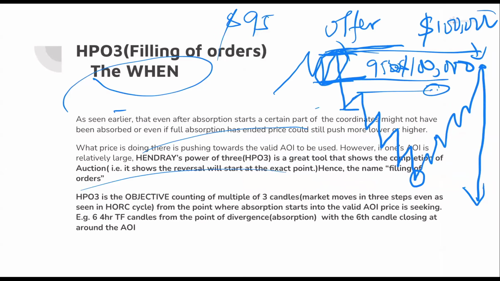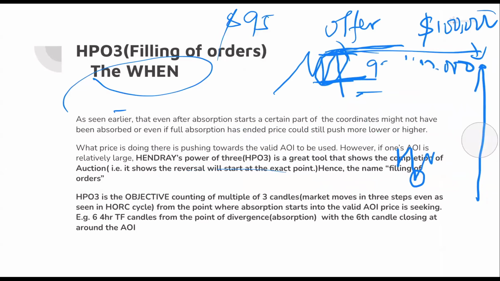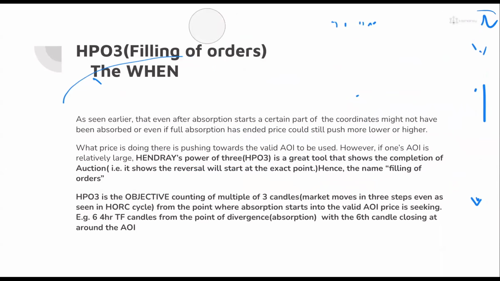So that's it. So let's go to HPO3. HPO3 is very simple and direct. HPO3 is simply the counting of multiple of 3 candles from the point of absorption. That is HPO3. And you will get to understand that better as we note.